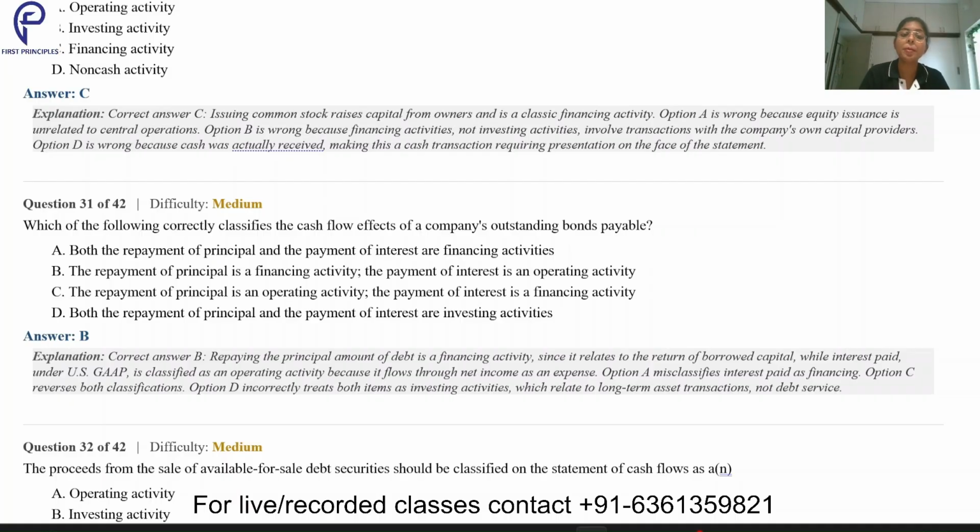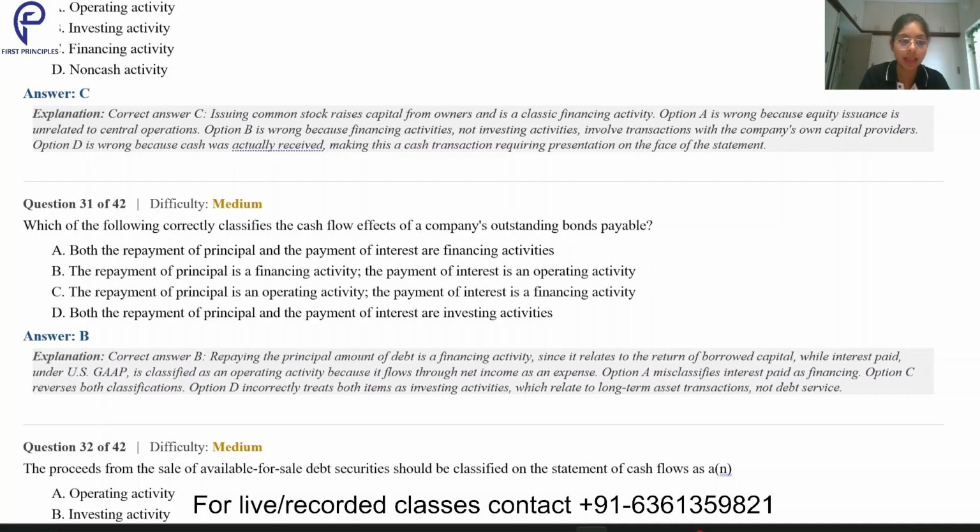Option A, both the prepayment of the principal and the payment of interest are financing activities. Is this correct? No. Why? Because when interest is paid or received by us, it will be a part of my operating activity. So interest payment will not be a part of my financing activity. Only the principal repayment will be. So option A is incorrect. Option B, the repayment of principal is a financing activity, the payment of interest is an operating activity. Is this correct? Yes, this is correct.